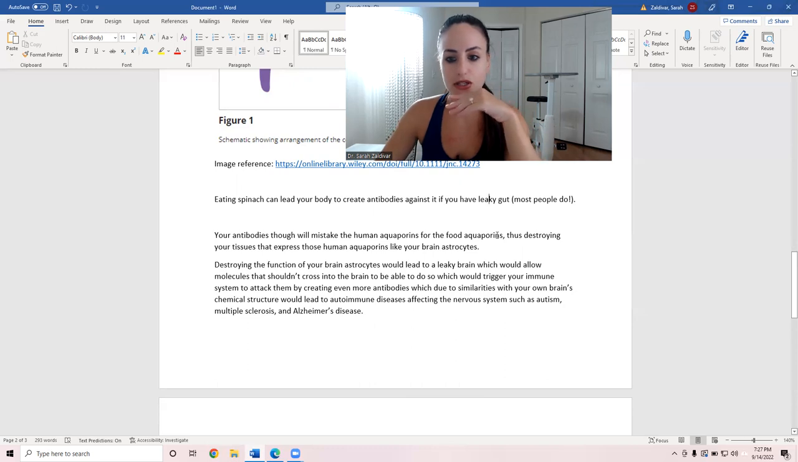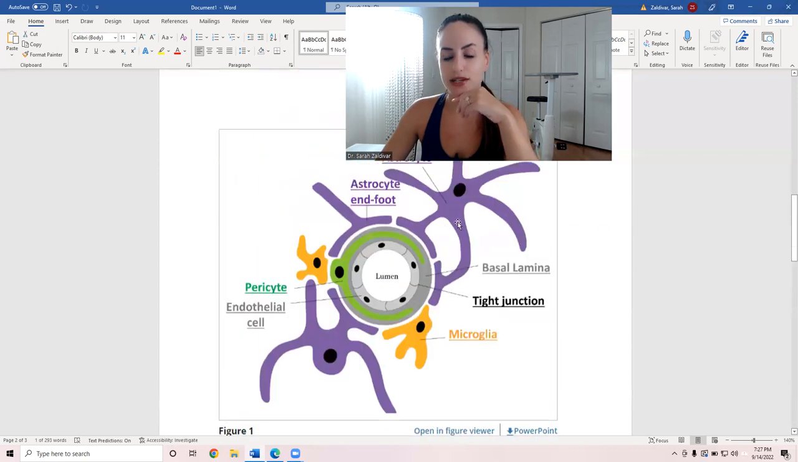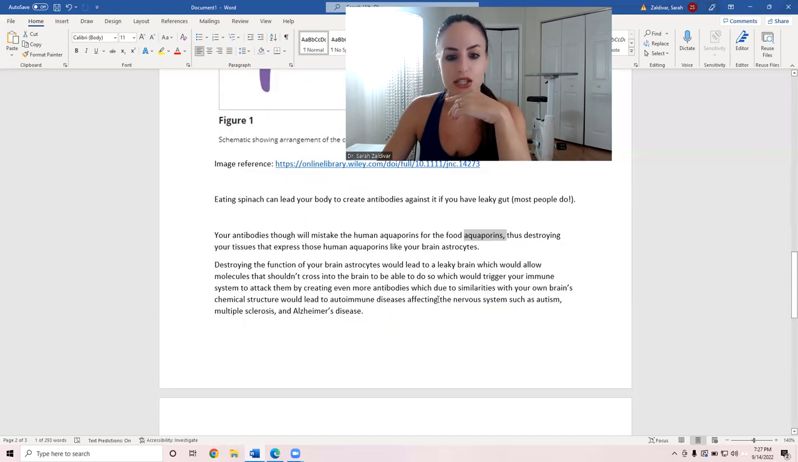And then what happens? If you're trying to destroy your own aquaporins, what do you think is going to happen to your astrocytes, which express a ton of aquaporins on them? If you're now messing with the aquaporins on the astrocytes, now the astrocytes can't do their job of preserving that blood-brain barrier integrity. So now you have a leaky brain, right? So destroying the function of your brain's astrocytes would lead to a leaky brain, which would allow the molecules that shouldn't cross into the brain to be able to do so, which now would trigger your immune system to attack them by creating even more antibodies.